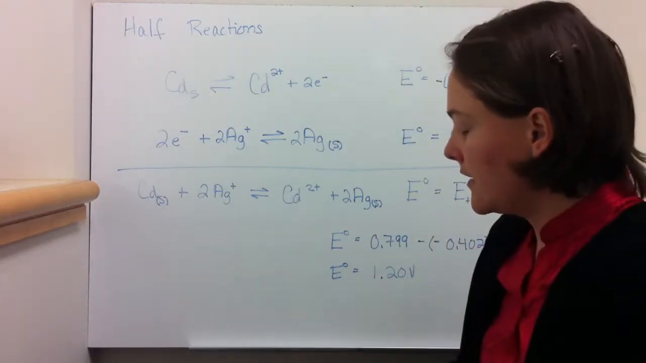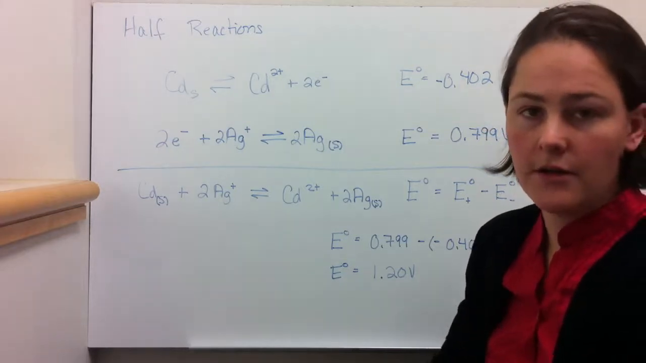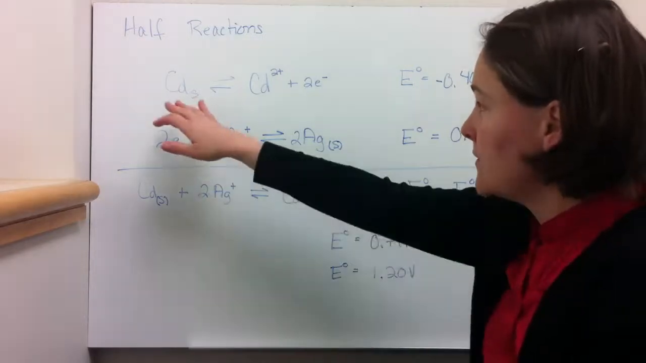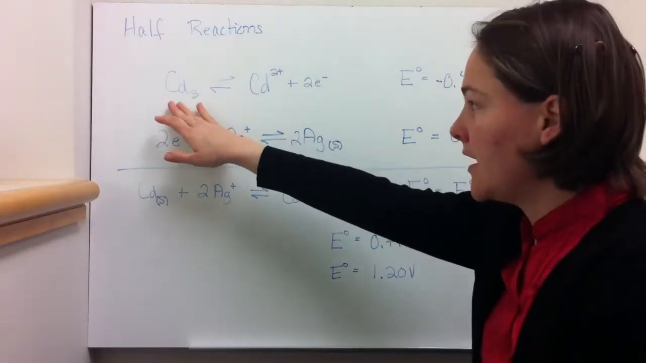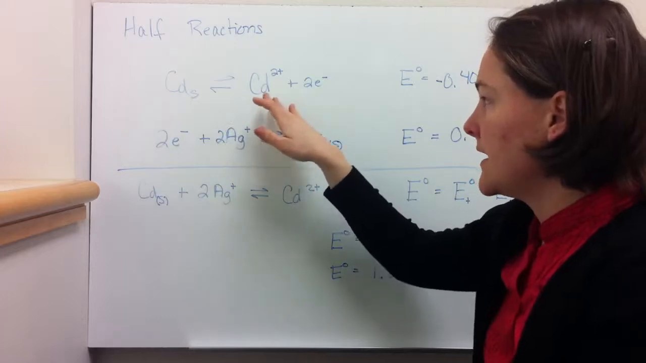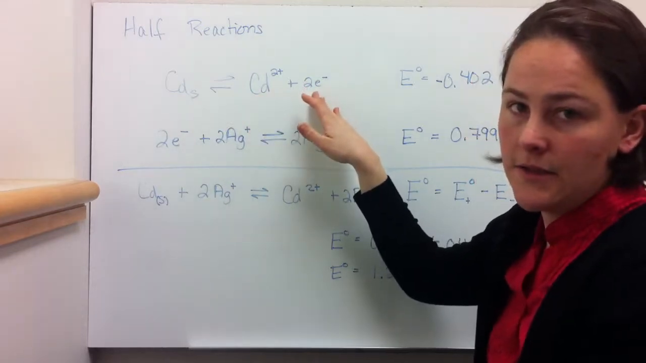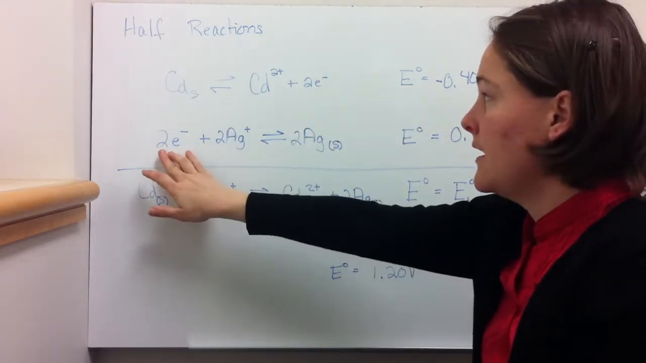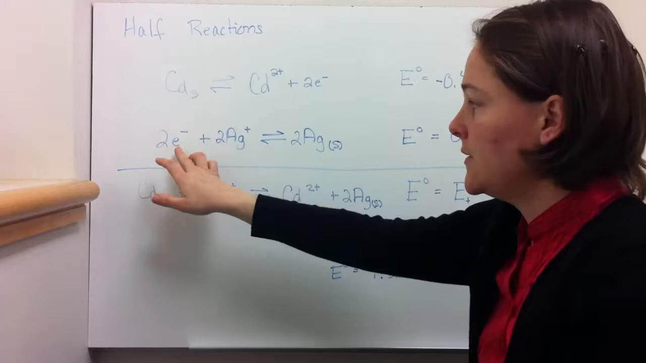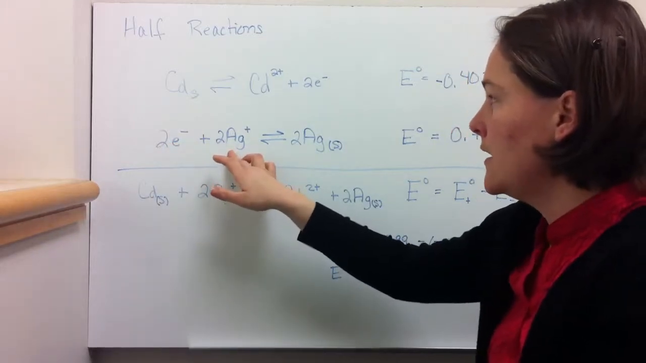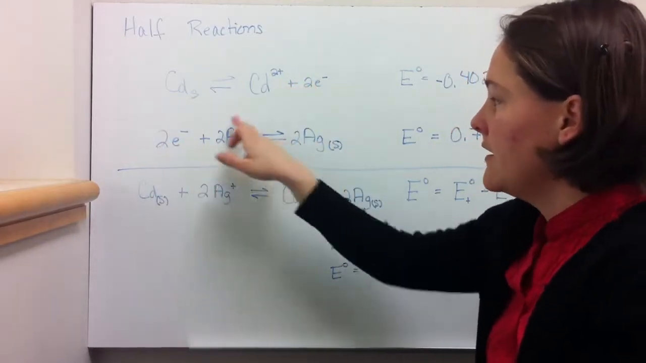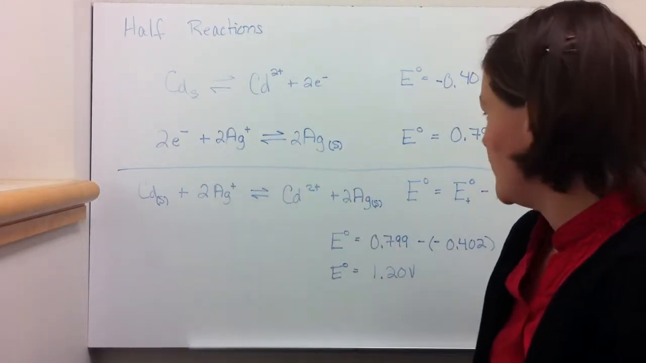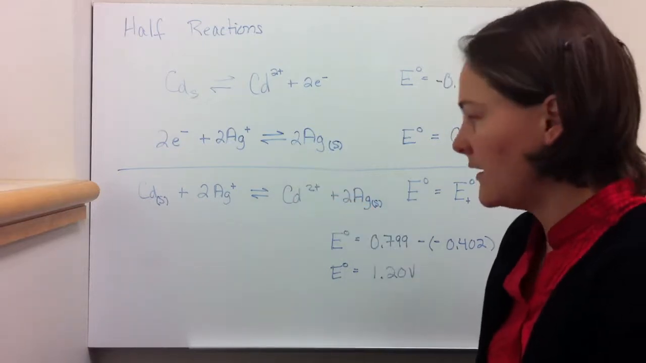If you look a little bit, you can also write what's going on as half reactions. Here's what you had going on your anode side, where you have cadmium solid dissolving to cadmium 2+ and creating 2 electrons. And that has an E0 associated with it. You have these 2 electrons coming over here, and then you have 2 silver ions plating out as silver on the cathode electrode.